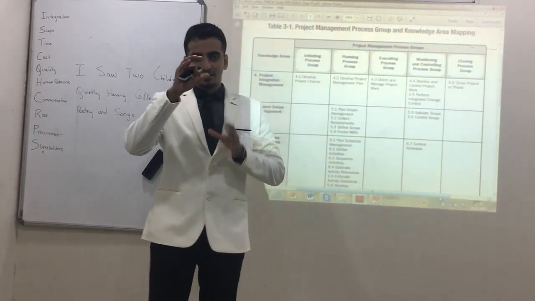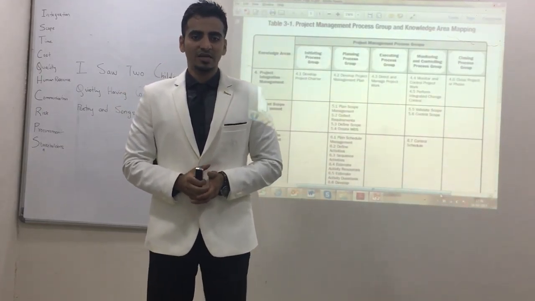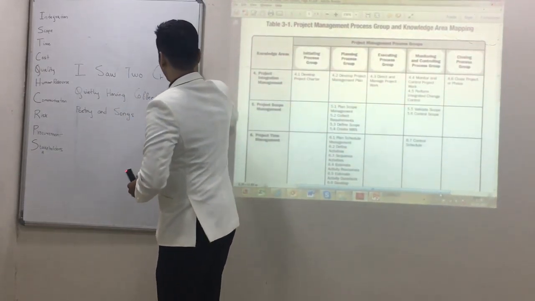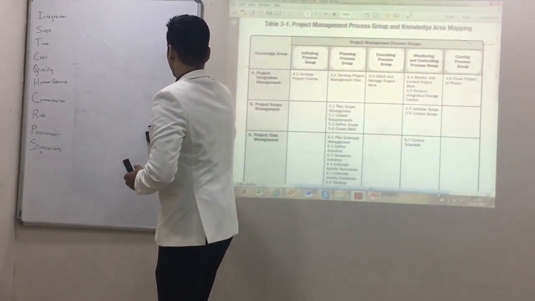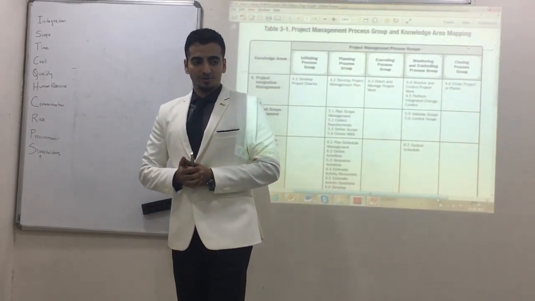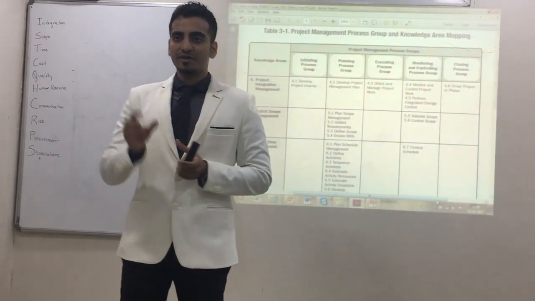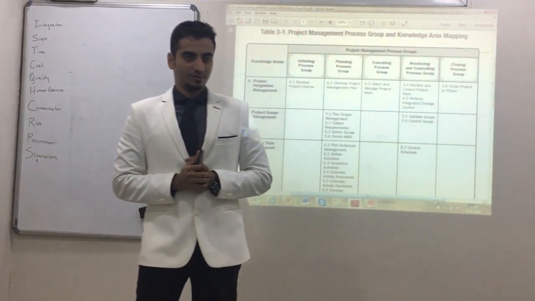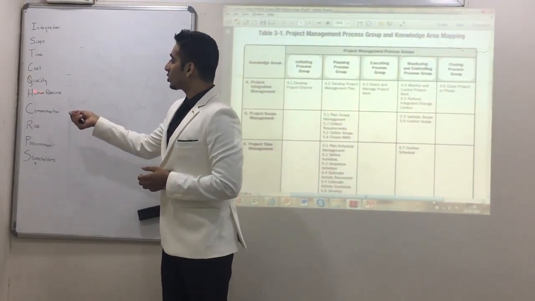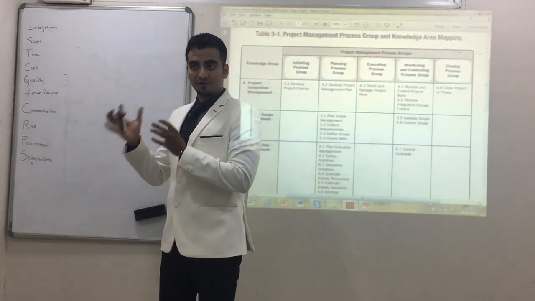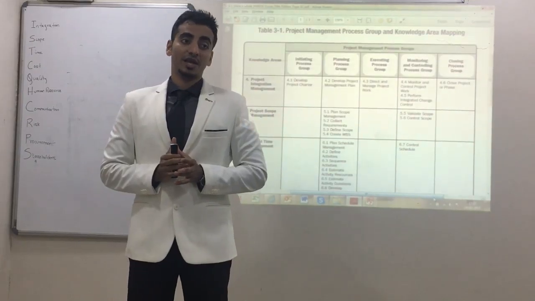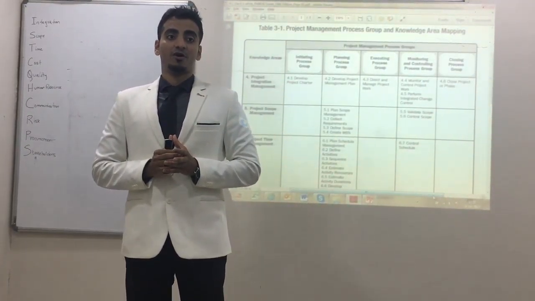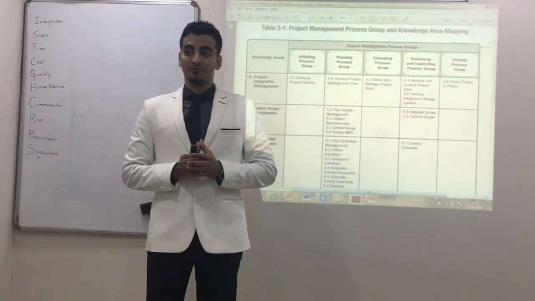Normally when we say triple constraints, it's nothing but a triangle which has three corners, which are scope, time and cost management. And in the center, we will have quality management. So we say quality is in the center. We have to deliver the project within the required quality. And when I say quality, it should be fit for purpose and also fit for use.